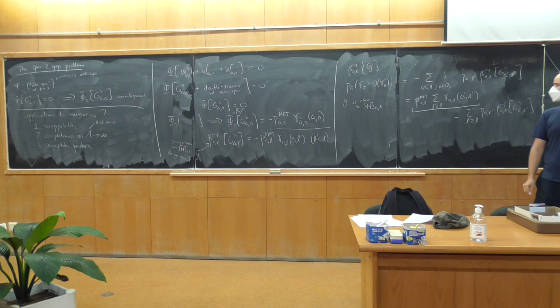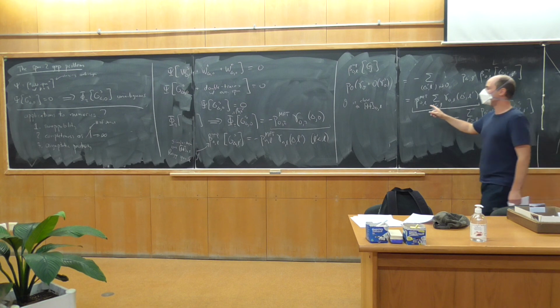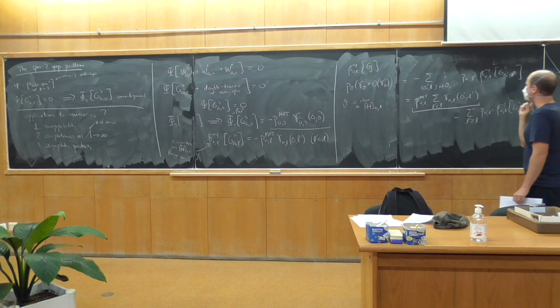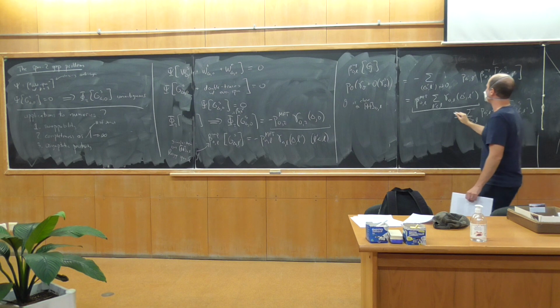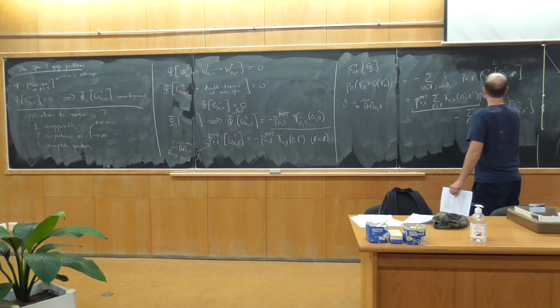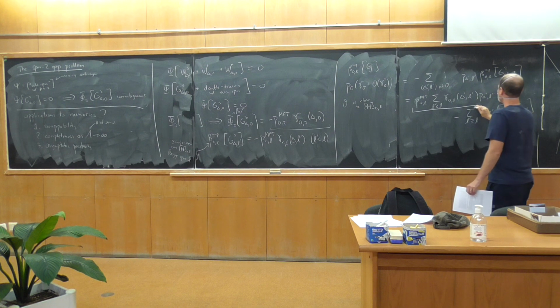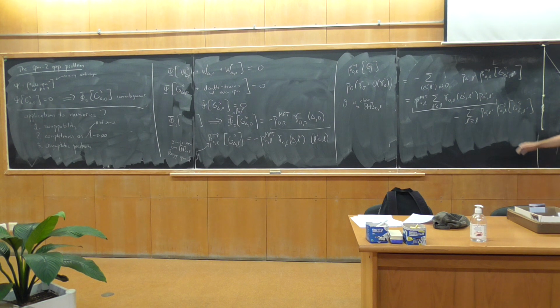Don't you also need there the P delta L? No. So, yes, maybe we do. Let me think. Yeah, we do. Yeah, thank you. Okay? So this is what we would have gotten from blindly applying the Lorentzian inversion formula.